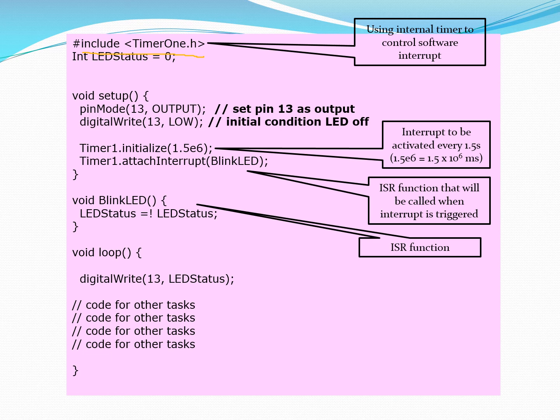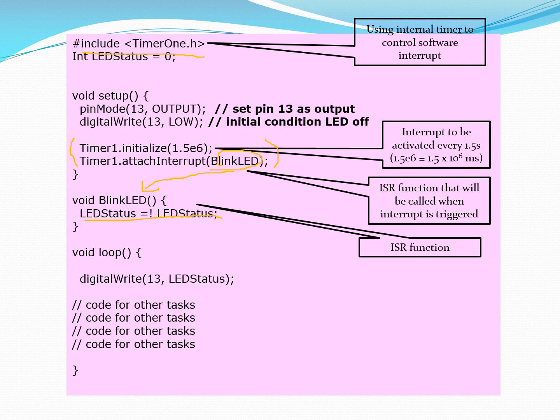So in void setup, the interrupt is to be activated every 1.5 seconds. 1.5 seconds equals 1.5 times 10 to the power of 6 microseconds. And then the ISR function is what we call when the interrupt is triggered. So blinkLED is the function called, void blinkLED. The LED status will continuously go on and off, continuously blinking.